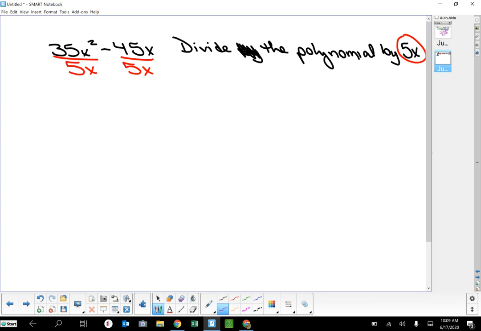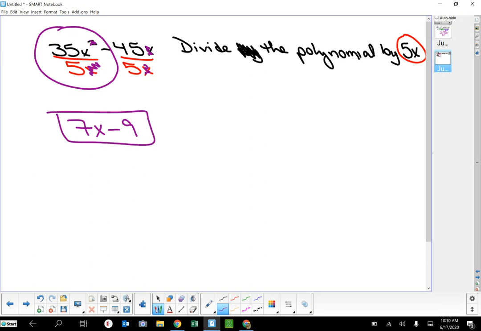Well, 35 divided by 5 is 7. X squared divided by x, remember that's a 1. 2 minus 1 is 1, so that's 7x. Negative 45 divided by positive 5 is negative 9. X divided by x, these would cancel each other out. If you wanted to, going back to this term right here, if you have two x's on top and one on the bottom, you could say this one's going to totally cancel one of these, making that just that. That's how I would do that. And this is your answer.